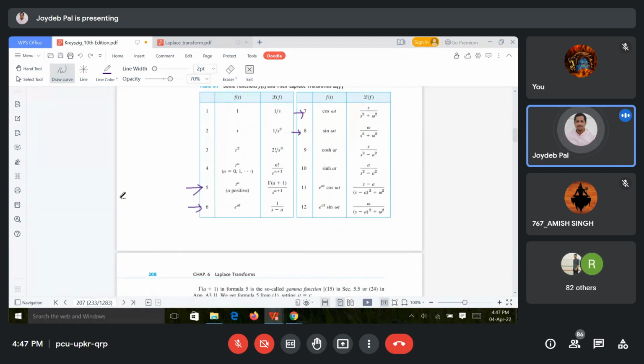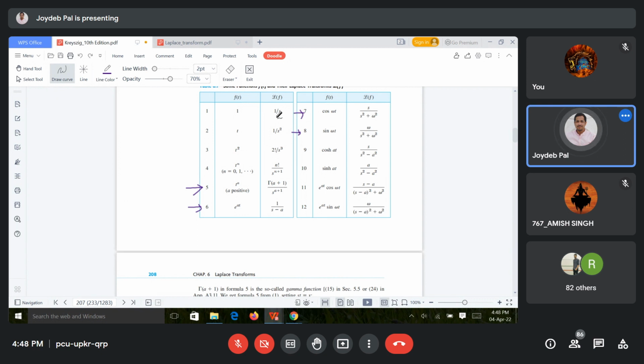Only formula-based questions also come from here, meaning short questions. A small function is given: find its Laplace transform or find the Laplace inverse. Here I am showing only ft is given, what will be the fs. Sometimes fs is given, what will be ft, meaning Laplace inverse. They can ask that also.